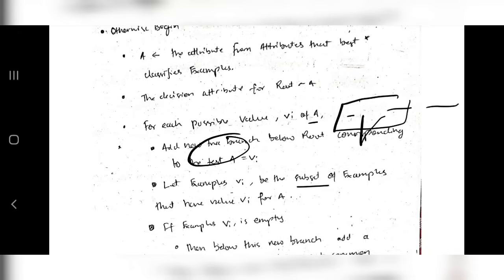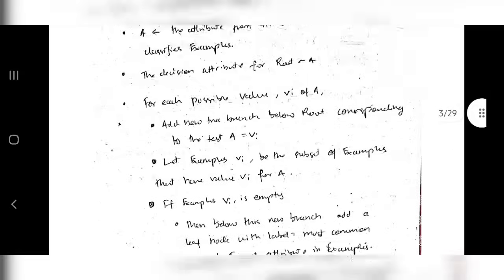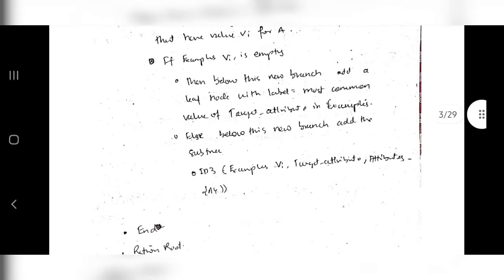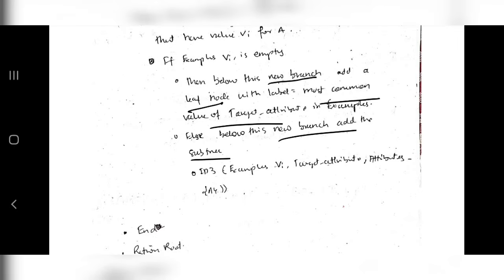Which seeds are you taking? The subset of the whole. From this whole you are taking a subset. And for the new branch, add a leaf node with the label of the most common value. For each node you will be adding the most common value, and else you will be adding a new branch and adding the subtree. Either add the node and the new branch, or add the whole subtree and the new branch.